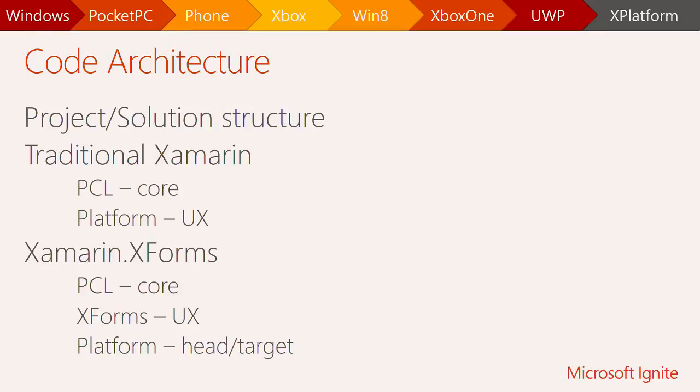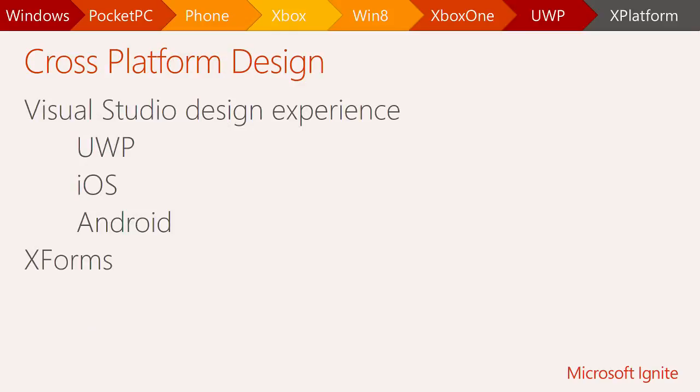I normally have a core project, which has my view models. I then have a Xamarin Forms view project, and then I have head projects for each of the platforms I want to target. Last note is that each of the platforms has its own design experience in Visual Studio now. Even Xamarin Forms doesn't have one in Visual Studio yet. It has it in Xamarin Studio for Mac, which has a design experience as well. So if you haven't looked at Xamarin Forms, I would encourage you to.